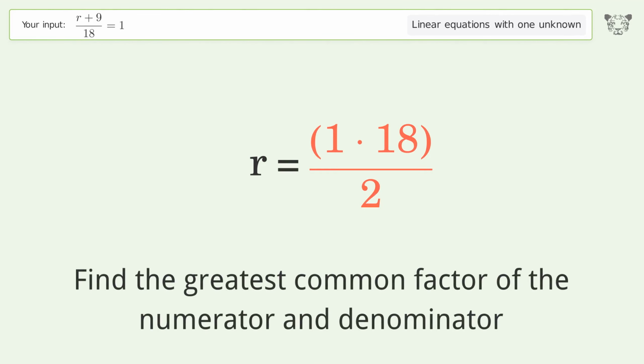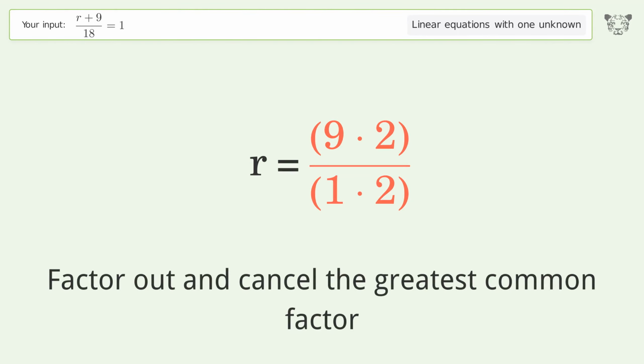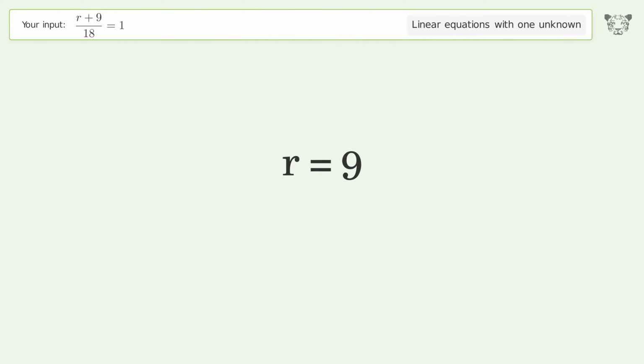Find the greatest common factor of the numerator and denominator. Factor out and cancel the greatest common factor. And so the final result is r=9.